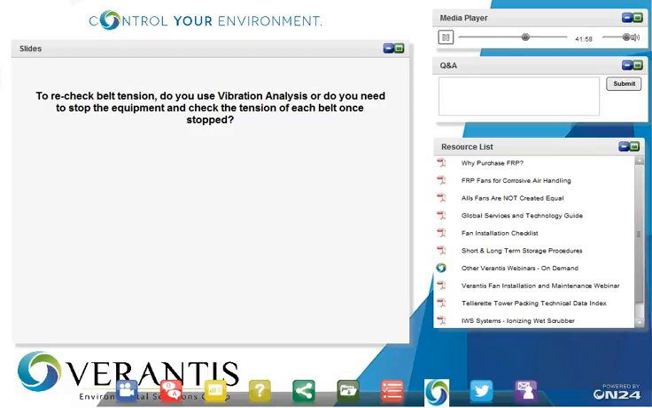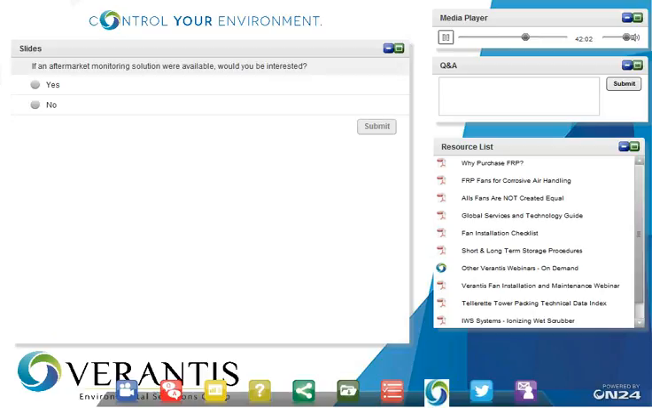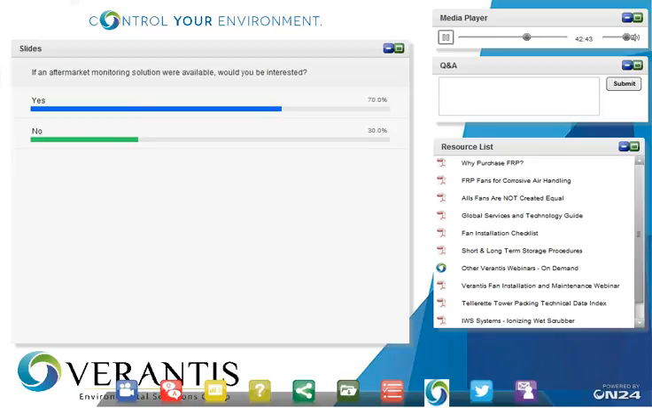We have another poll here that we'll move to. If an aftermarket monitoring solution were available, would you be interested? It looks like the poll question might not be showing. Maybe it is. There we go. Okay, give you a couple seconds and we'll take a look. Similar answer as before, 70% would be interested in the solution and about 30% wouldn't be. So good to see.